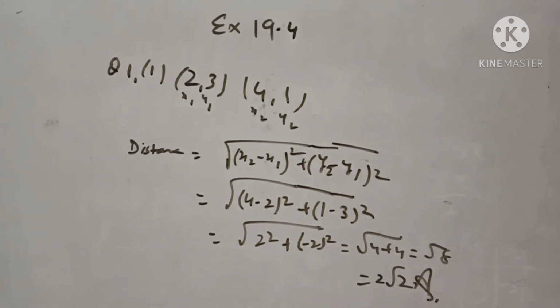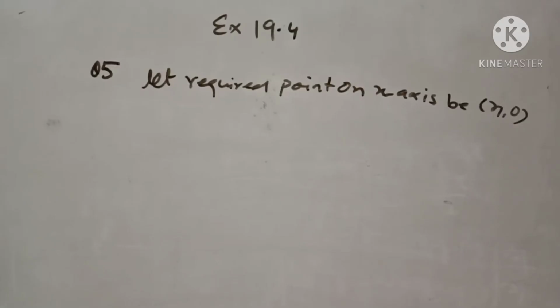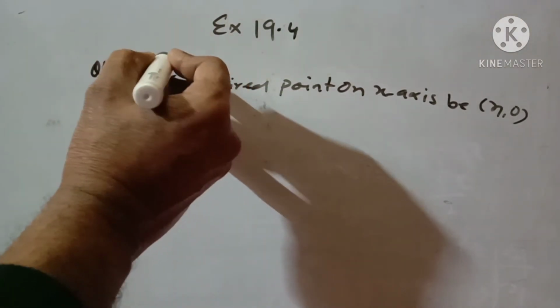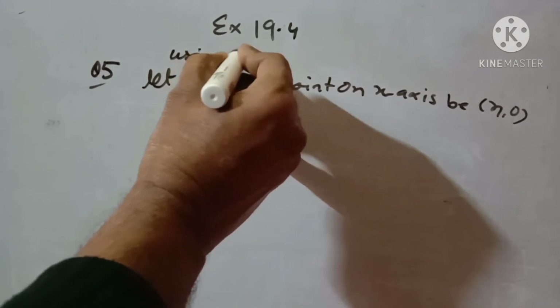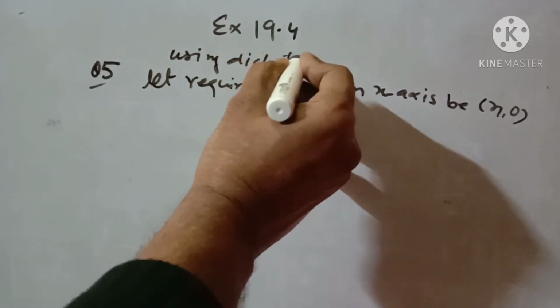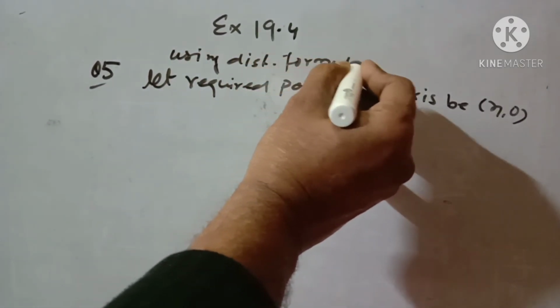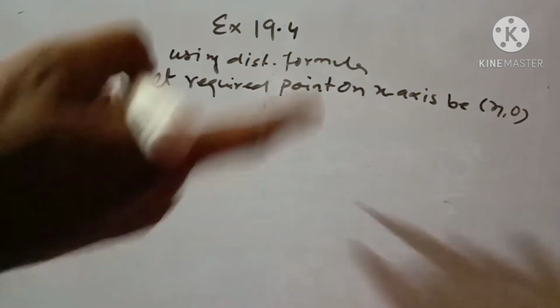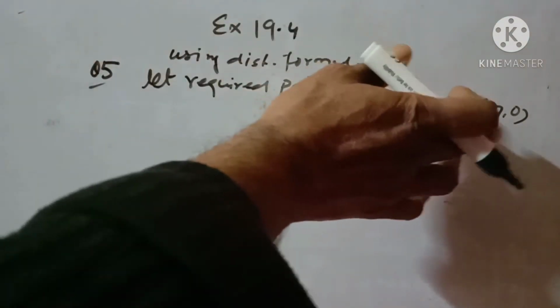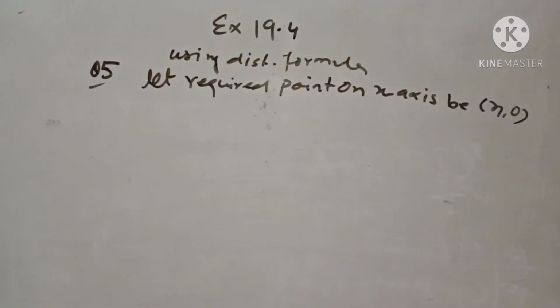Yes, question number 5. Find the point on the x-axis which is equidistant from the points 2, -5 and -2, 9. Now, I have to use the distance formula. Let the required point on the x-axis be x, 0, because on the x-axis the x value will be x and the y value will be 0.